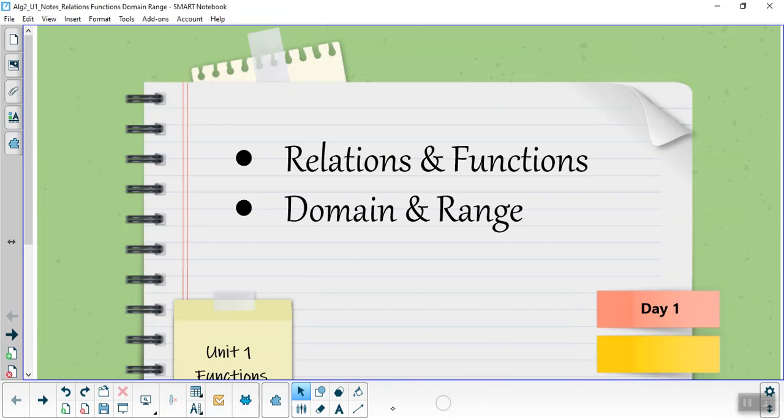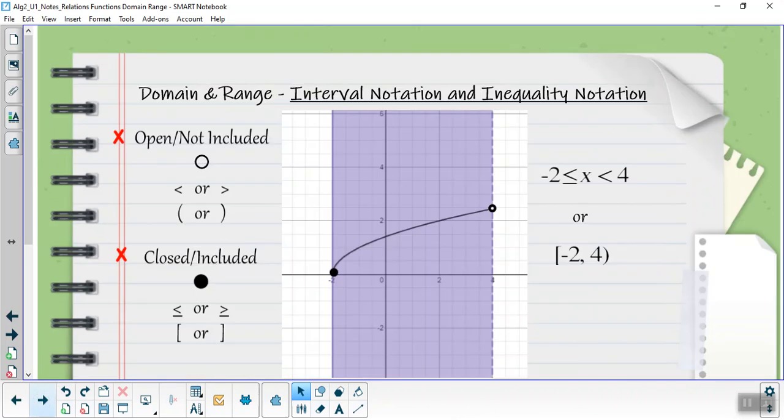Relations and functions, domain and range. Let's do a quick overview about domain and range from Algebra 1, because you did learn this in Algebra 1. Domain represents all of your x values on a graph. Range represents all of your y values on a graph.